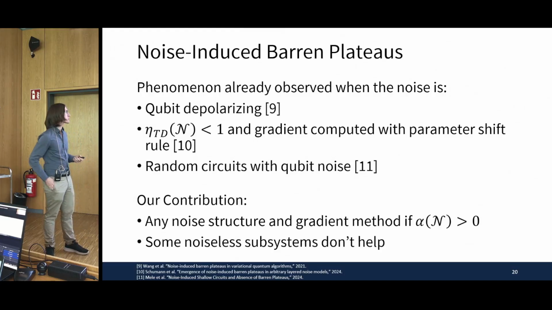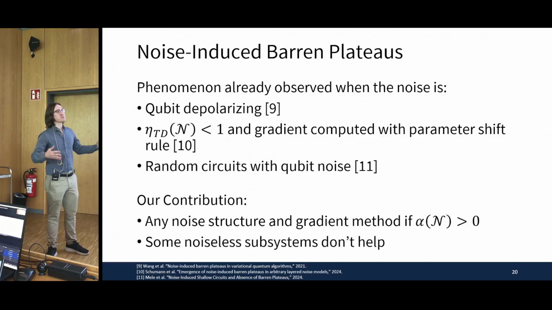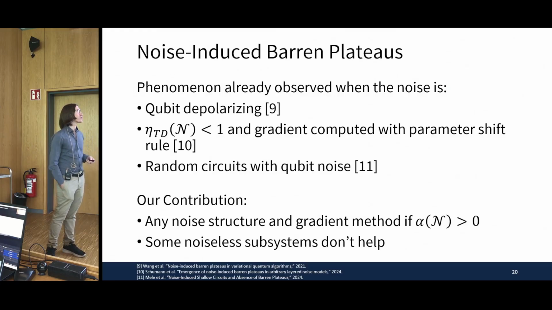And so our contribution here is we're saying any noise structure and gradient method, so we don't care about those, as long as the quantum Doeblin coefficient is strictly greater than 0. And even in this setting, even if I give you some noiseless subsystems, because we're considering this complete contraction coefficient, you still get noise-induced barren plateaus. So this is, I guess, an even more negative result in terms of how noise works.